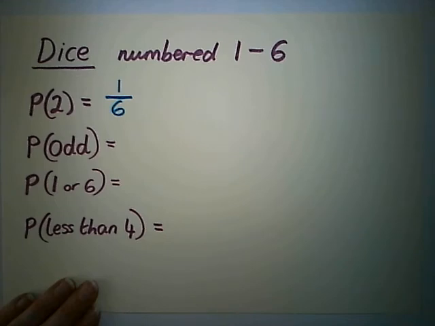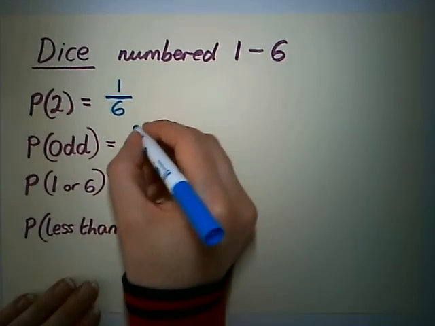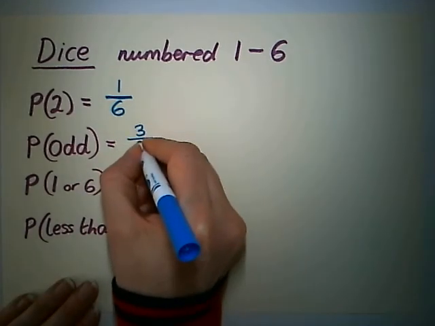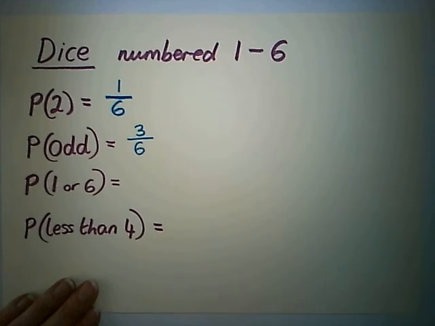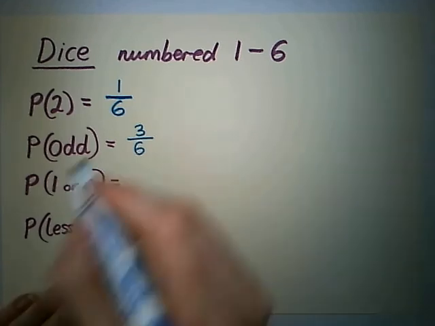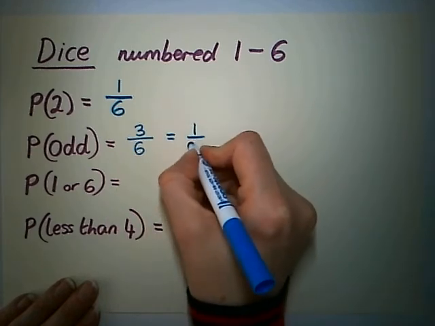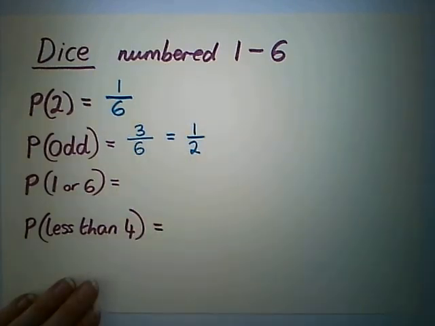Odd. Now odd just means all your odd numbers. So we've got a 1, a 3 and a 5. So that's 3 faces that would be odd, and 6 faces in total. So what does 3/6 simplify down to? It simplifies down to 1/2. So always simplify your fractions if you can.